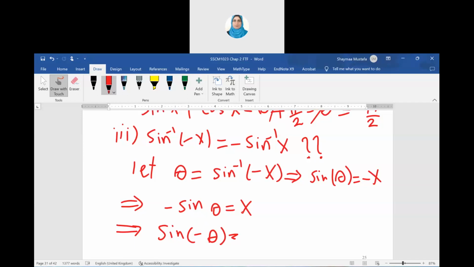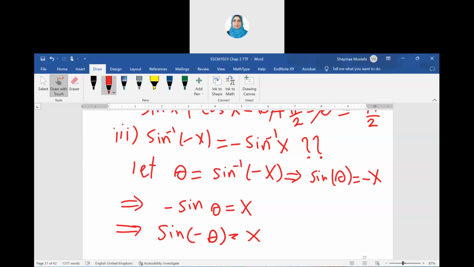So since minus sine theta equals x, this means that sine of minus theta also equals x. Why? Because sine is an odd function. Minus sine theta is equal to sine of minus theta. This is correct because we know that sine is an odd function. This is one of the identities that we have for trigonometric functions. So sine of minus theta is equal to x.